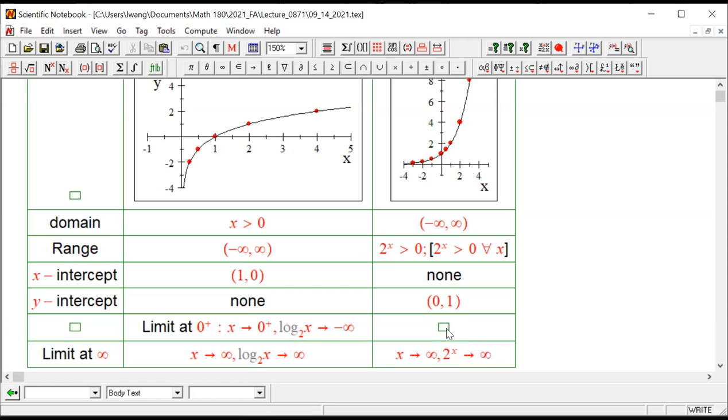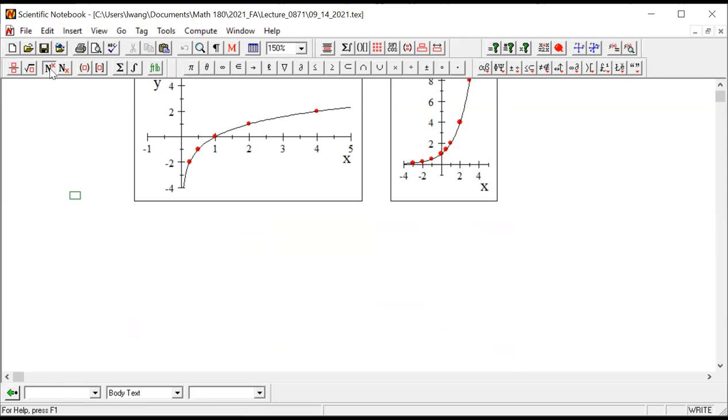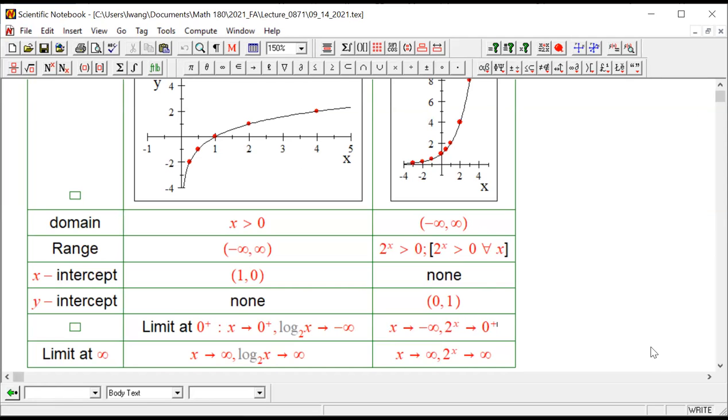But there's a first one. I'm going to give you the limit at negative infinity. Okay, so when x approaches negative infinity, you guys are already learning calculus. 2 to the power of x is approaching what? It is approaching 0, from above, larger than 0.